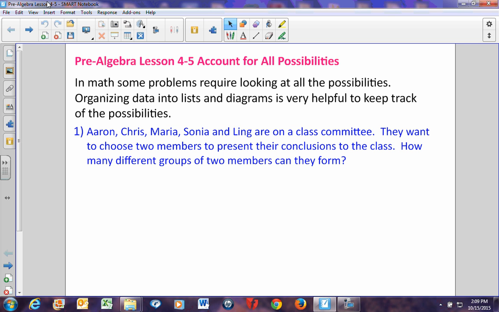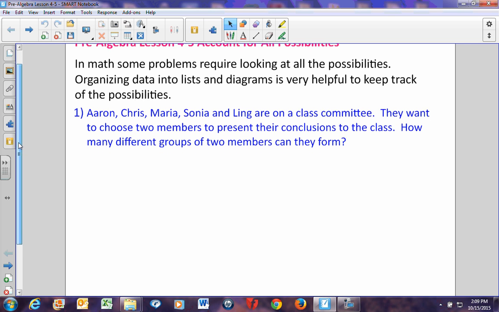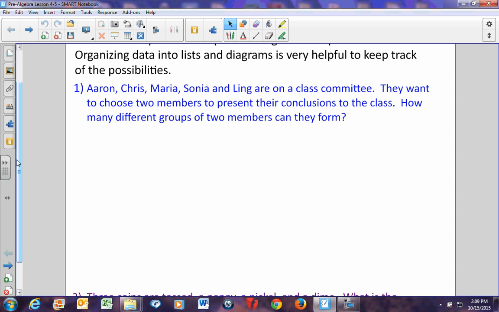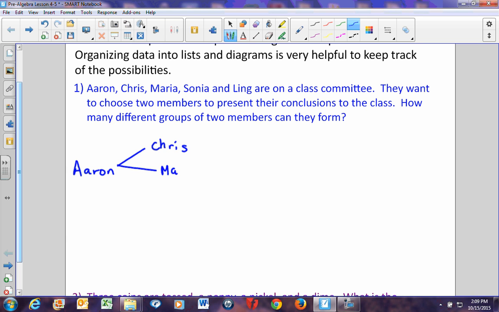So one way to solve this problem is to draw a little bit of a diagram. Okay? We can draw a diagram that looks something like this. If we start with Aaron, Aaron could be paired with Chris, or Aaron could be paired with Maria, or Aaron could be paired with Sonia, or Aaron could be paired with Ling. Okay? So those are the different pairings we can have there. So Aaron's the first person. Now we're going to go talk about Chris.